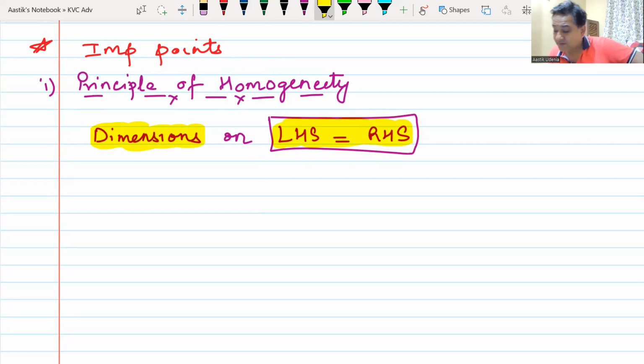So this is known as the principle of homogeneity, and you should remember this principle because every question in dimensional analysis that you are going to do, you are going to use this principle of homogeneity. So this is the entire chapter in one point. Whatever we do in dimensional analysis, in units and dimensions, this chapter will be done on this principle of homogeneity. Dimension on the left hand side and dimension on the right hand side are equal. That is point number one.